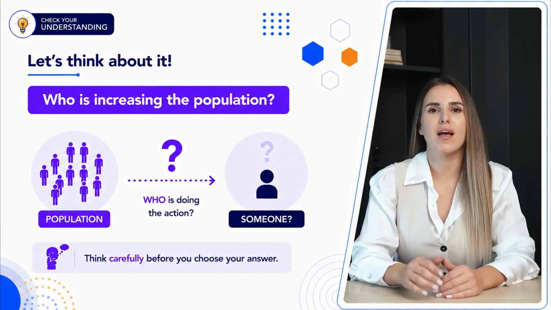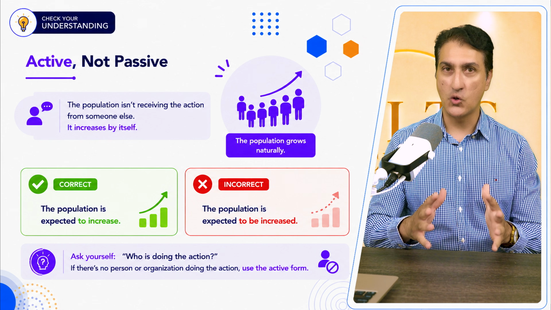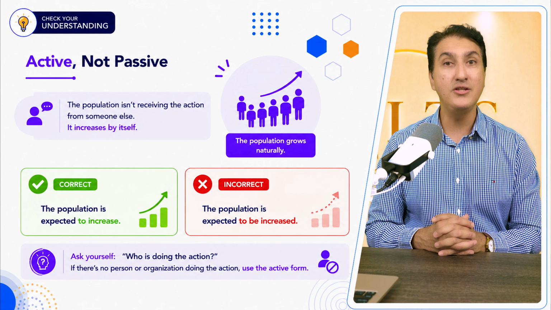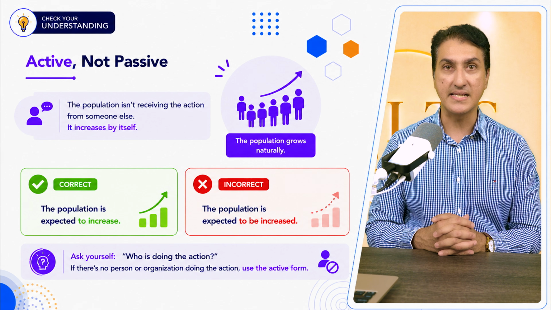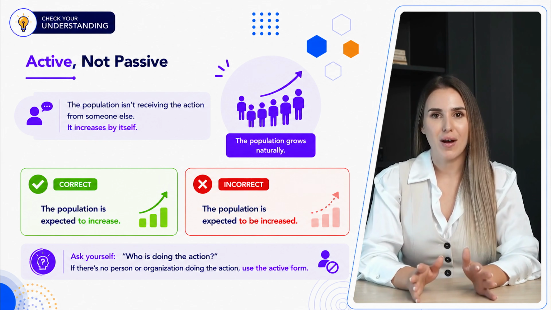Nobody, I guess. The population just grows naturally. Exactly. That's the key. The population isn't receiving the action from someone else. It increases by itself. So we say the population is expected to increase, not the population is expected to be increased. I think I understand now.